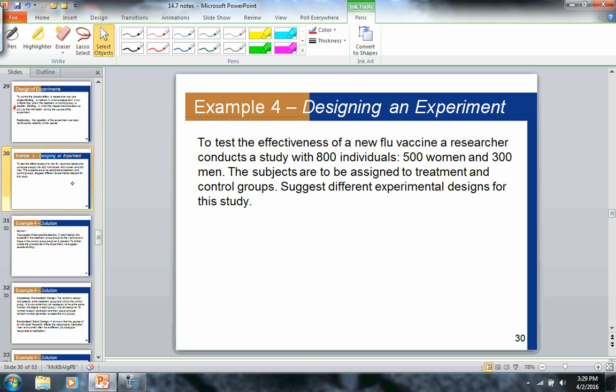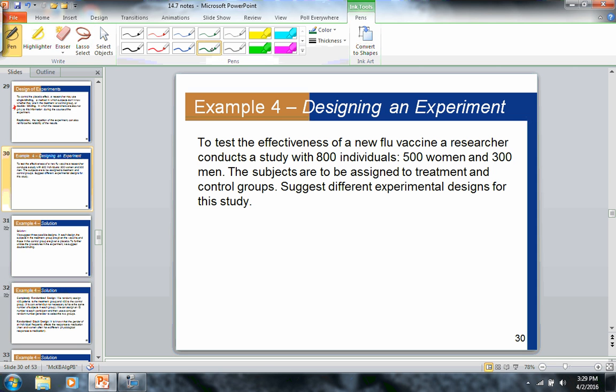So last example here, example 4. We're going to test the effectiveness of a new flu vaccine, and researchers are going to conduct a study with 800 individuals, 500 women and 300 men. The subjects are to be assigned to treatment and control groups. So we're going to suggest different experimental designs for this study.